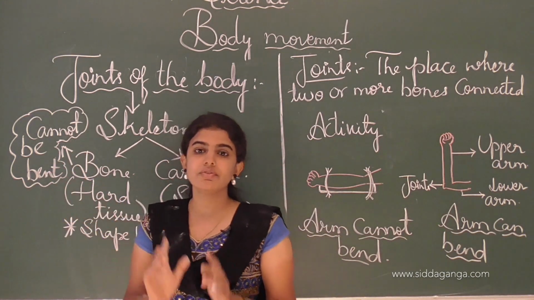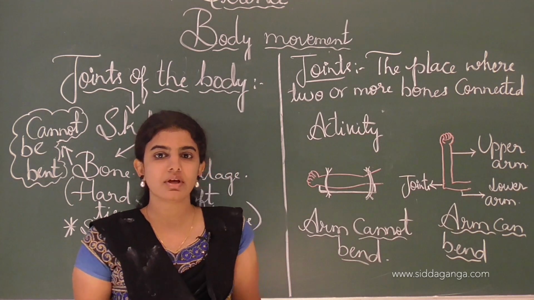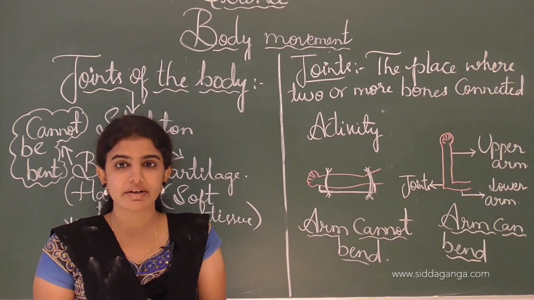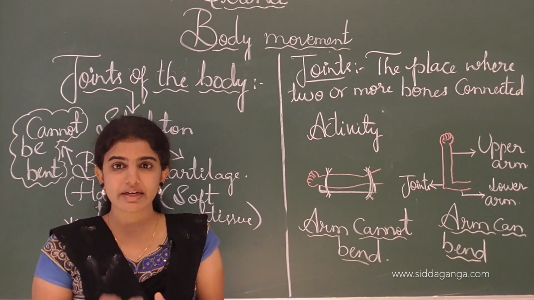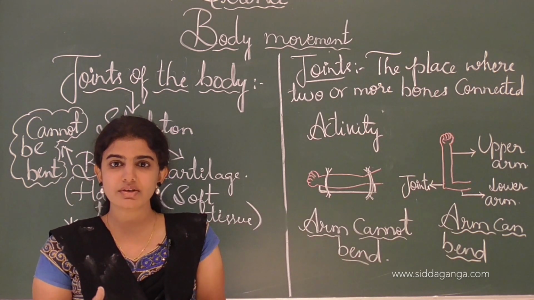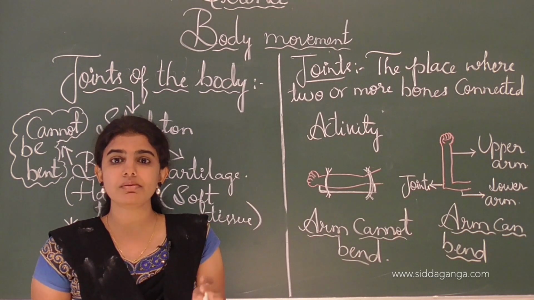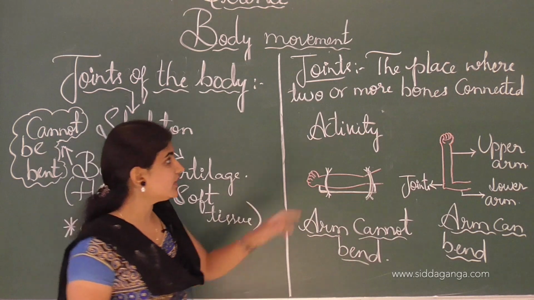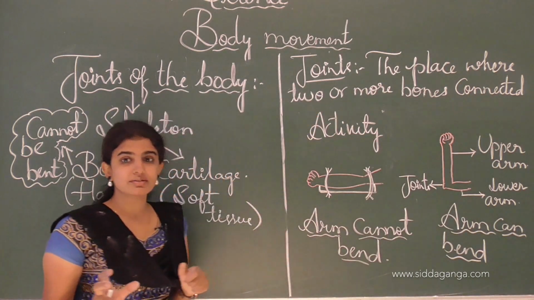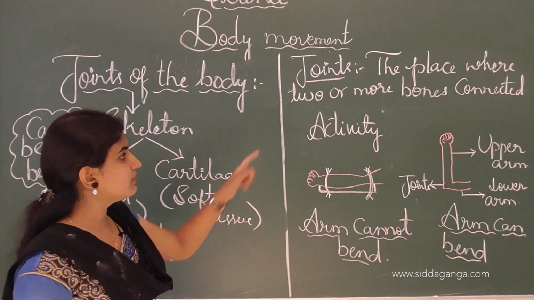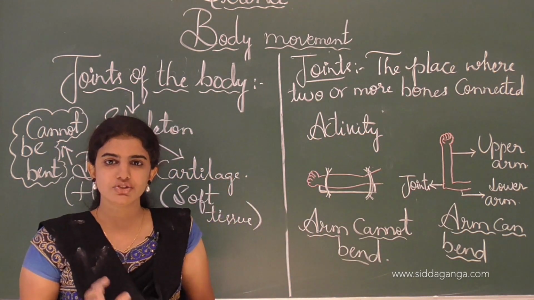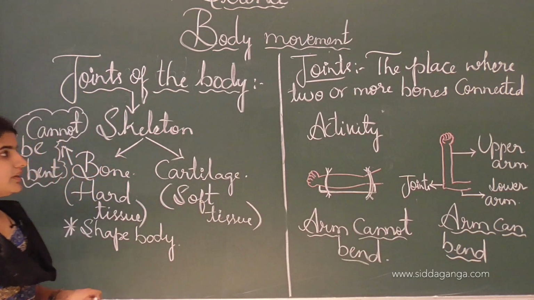And if the body parts can bend, it means those are the places where two or more bones meet at a particular place or are connected. In other words, the place where bones join together at a particular place, we call it a joint. Another definition of joints is the place where two or more bones are connected are called joints.